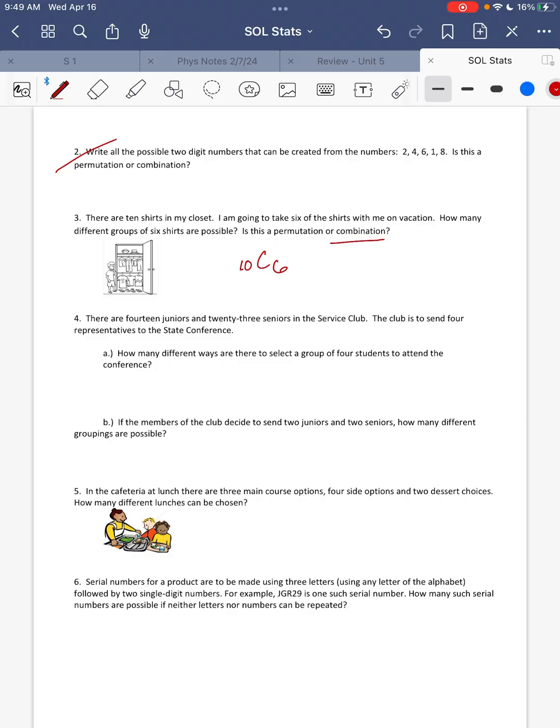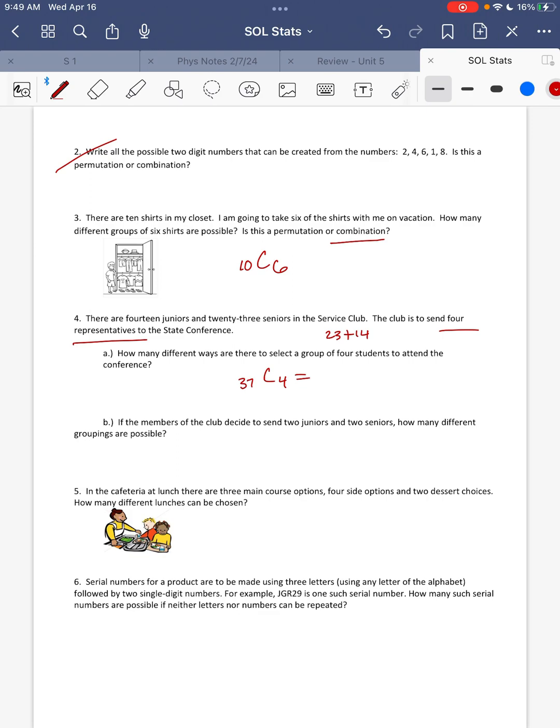Here, 14 juniors and 23 seniors in a club. They're going to send 4 representatives. They're all going to do the same thing, right? So how many different ways to select a group of 4 students to attend the conference? 14 juniors and 23 seniors, that means 23 plus 14, that's 37 people. So from 37, I'm going to choose 4 of them to go. And I would do that on my Desmos.